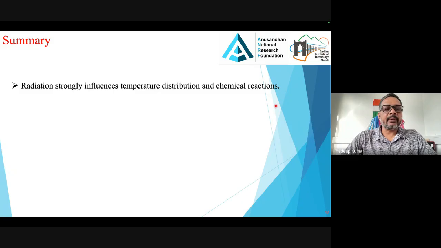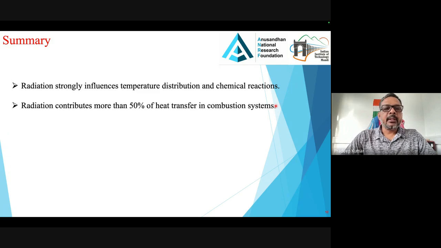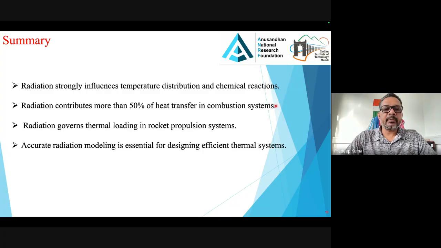With this, I will summarize my presentation. Radiation strongly influences temperature distribution and chemical reactions. Radiation contributes more than 50% of the heat transfer in combustion systems. Radiation governs thermal loading in rocket propulsion systems. Accurate radiation modeling is essential for designing efficient thermal systems.